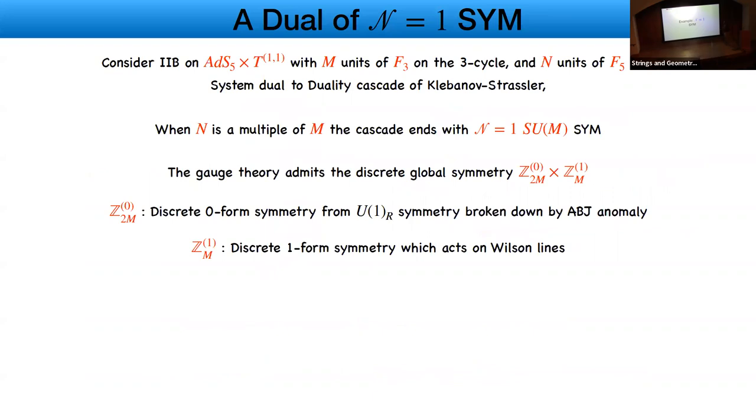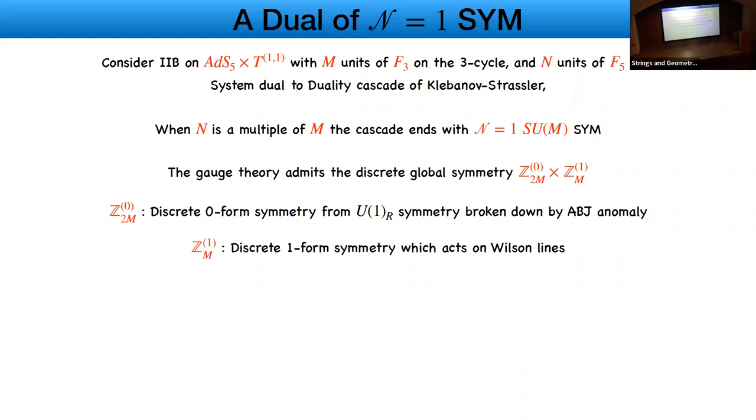So let's talk about this example where you could see things explicitly. Let's consider AdS5 times T11 with M units of F3 flux. These F3 fluxes are wrapped on the three-cycle of T11. So here, when N is multiplied to M, this is a duality cascade, which we know ends in N equals 1 super Yang-Mills theory. So the UV picture that we have here should have the same symmetry structure as N equals 1 super Yang-Mills theory, and this allows us to study it in this context. This N equals 1 super Yang-Mills theory has an interesting Z_2M zero-form symmetry and a Z_M one-form symmetry. The Z_M one-form symmetry is acting on Wilson lines, for example.